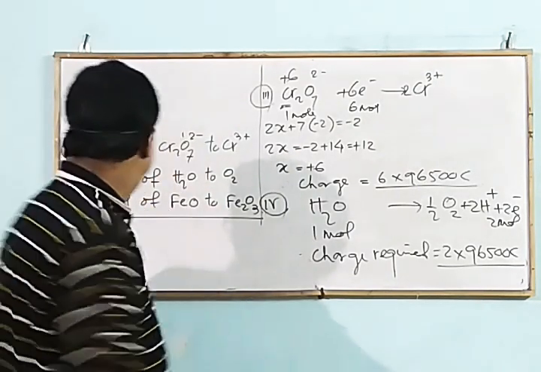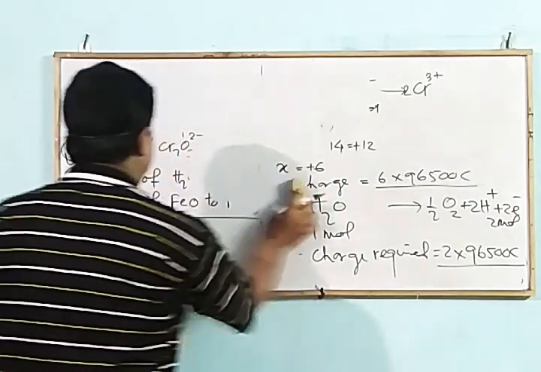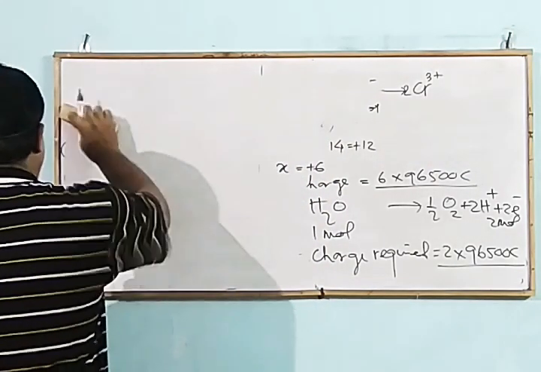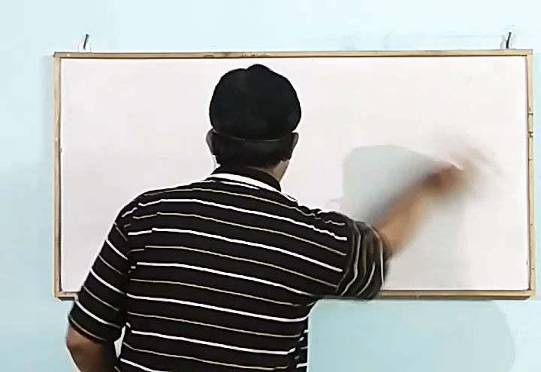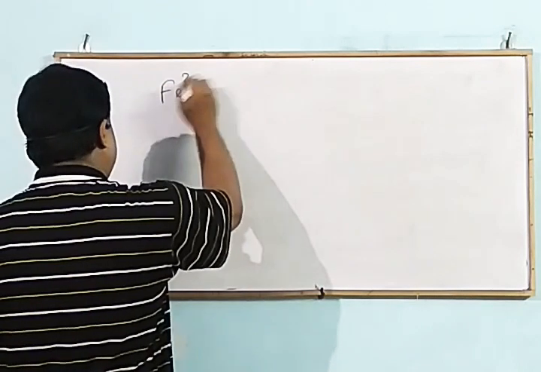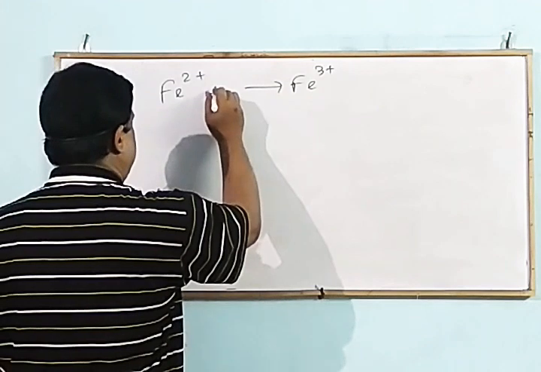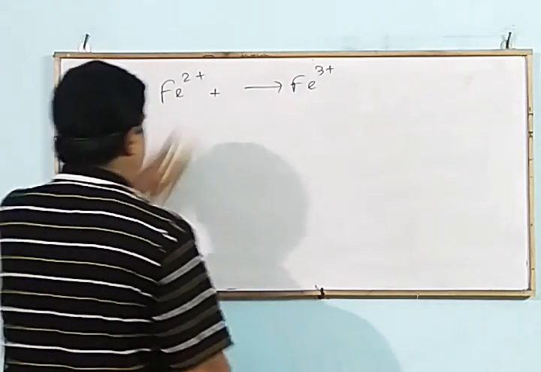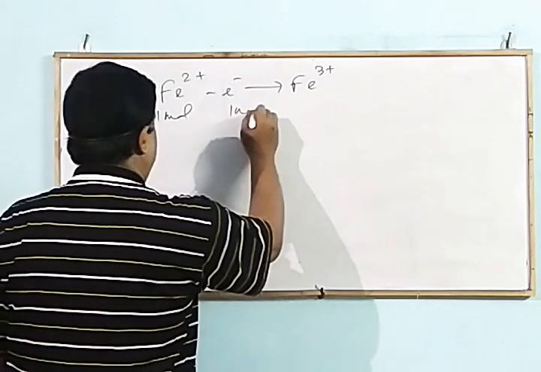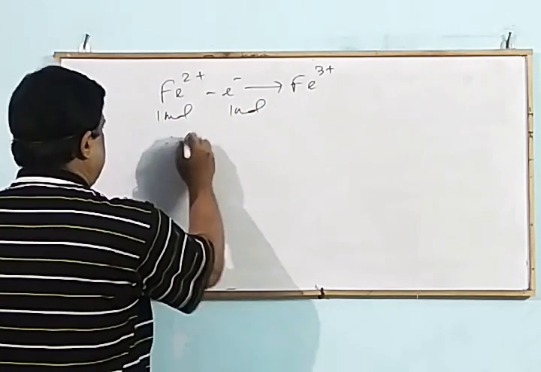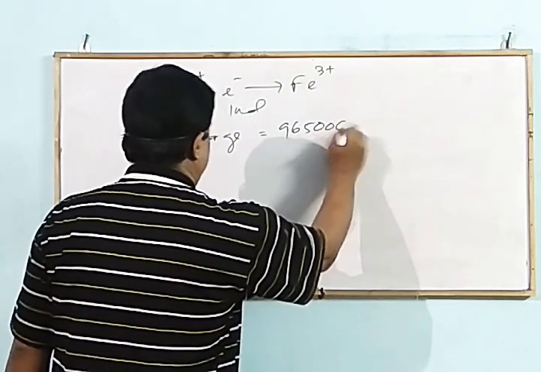Move to next one. 1 mole of ferrous oxide to ferric oxide. Mark that. Ferrous to ferric: loses 2, loses 3, so it loses one electron. That is 1 mole, it is 1 mole. That means charge required is 96500 coulomb.